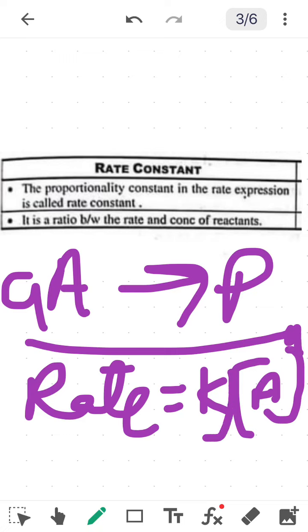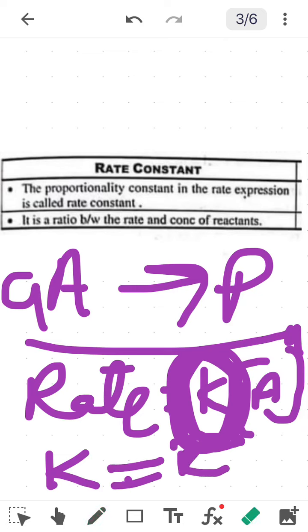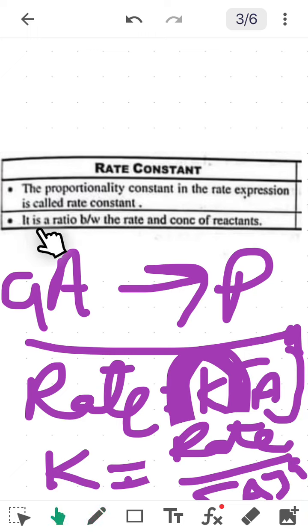Then if we find the K value from this reaction, K is equal to rate divided by the concentration of A. So if we look here, the rate constant is the ratio between the rate and the concentration of reactant.